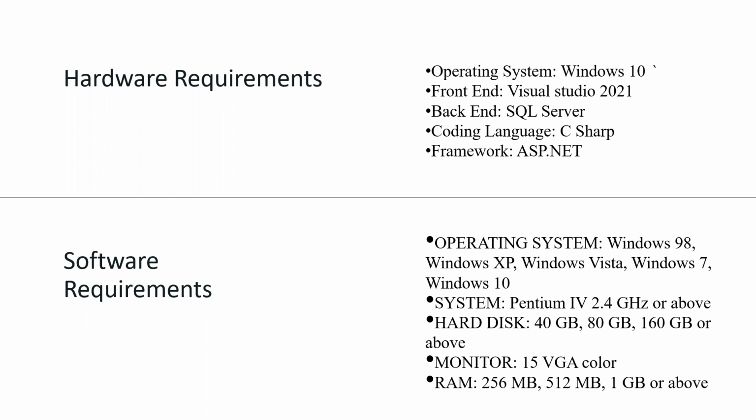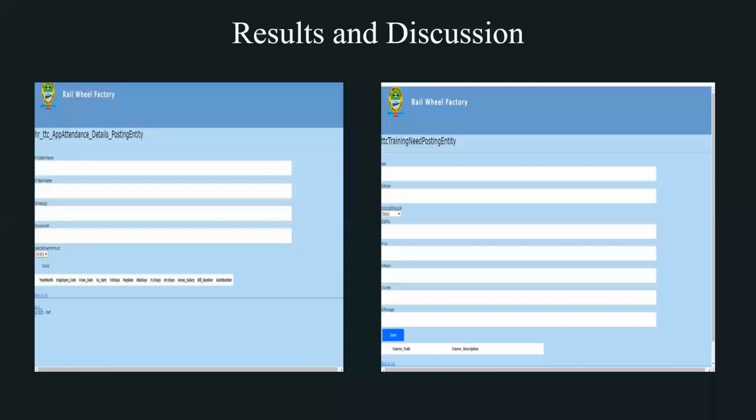System, Pentium 4, 2.4 gigahertz or above. Hard disk, 40 GB, 80 GB, 160 GB or above. Monitor, 15 inch VGA color. RAM, 256 MB, 512 MB or 1 GB or above.